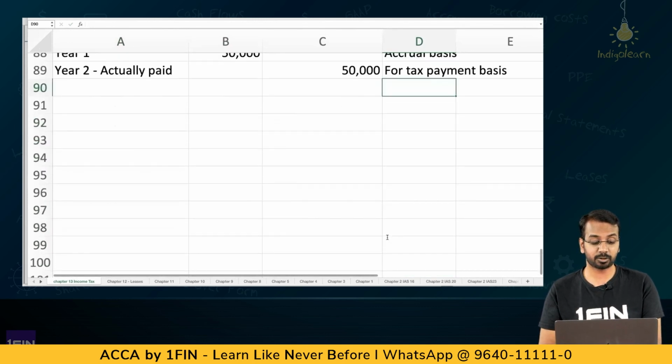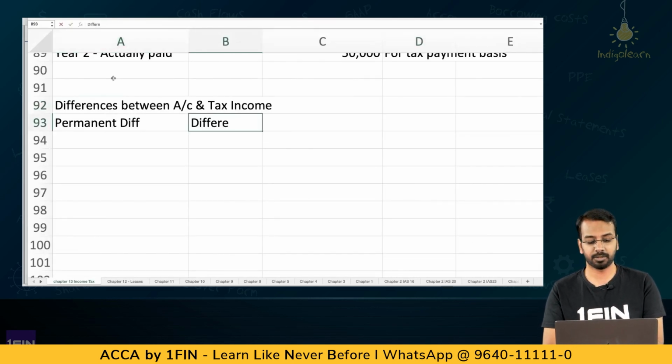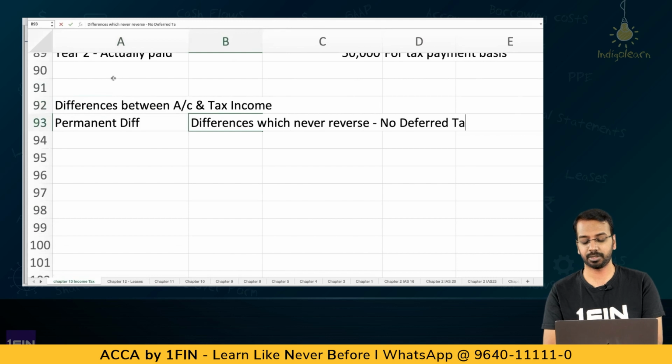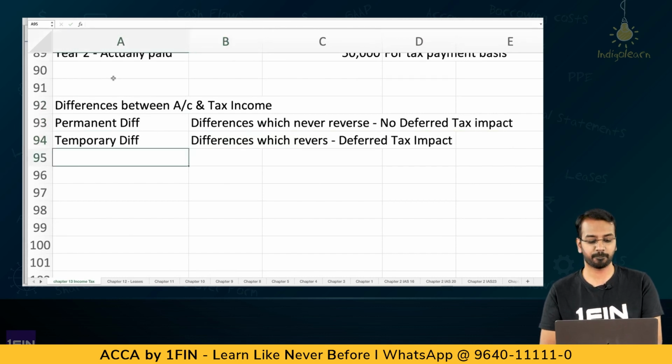So there are two types of differences between accounting and tax income. Permanent difference, differences which never reverse, there is no deferred tax impact. Temporary difference, differences which reverse, there is deferred tax impact, right?